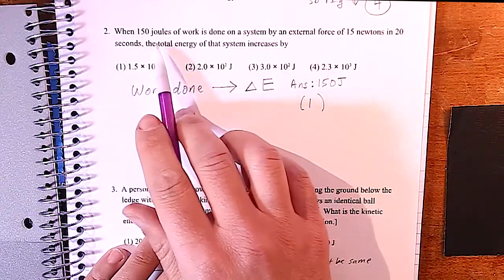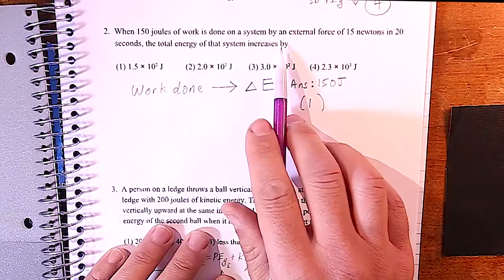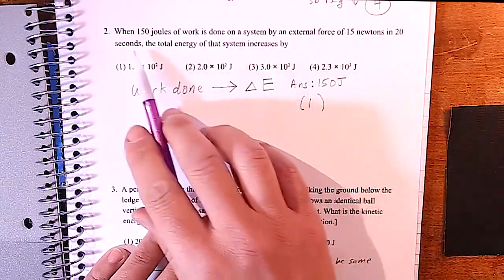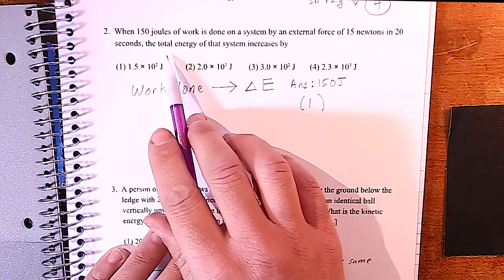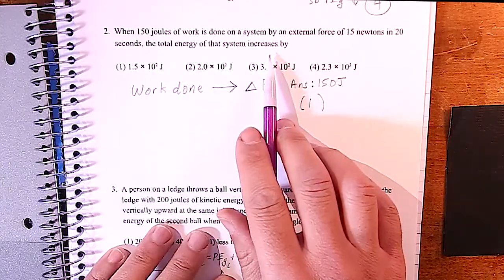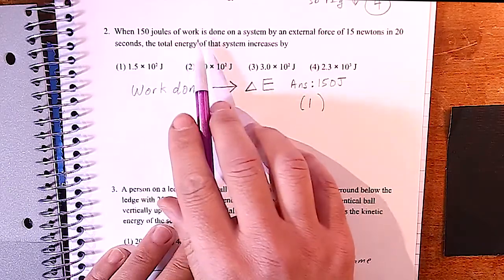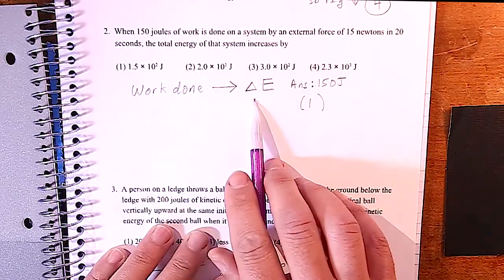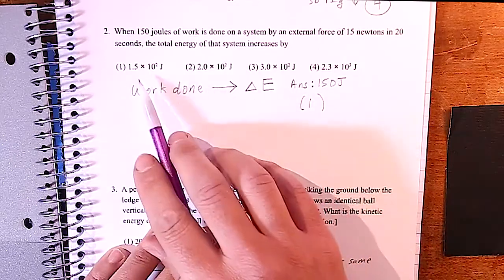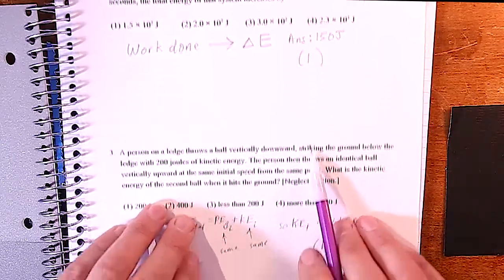Okay, in the next one, we have an amount of work done. They give us this, the 150 joules, on a system, and they give us the force and the time, and they want to know the amount of total energy that that system increases by. Well, if 150 joules of work is done, that is the change in energy, so the answer is 150 joules.